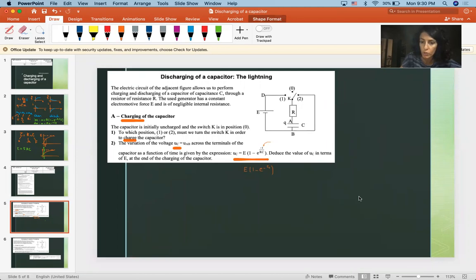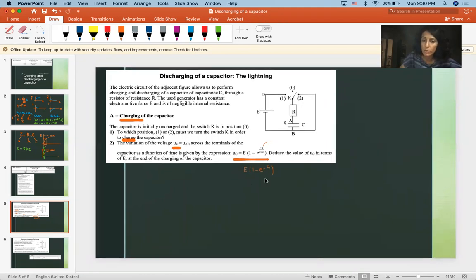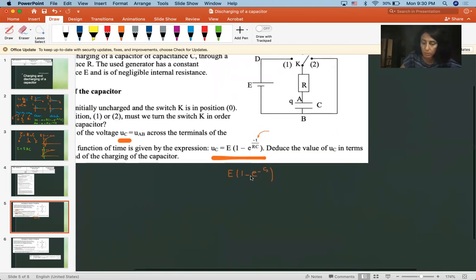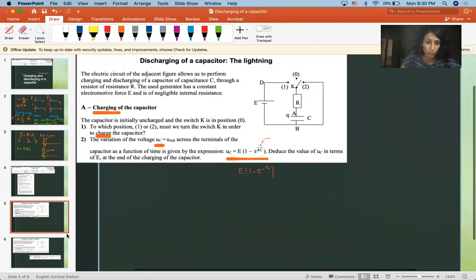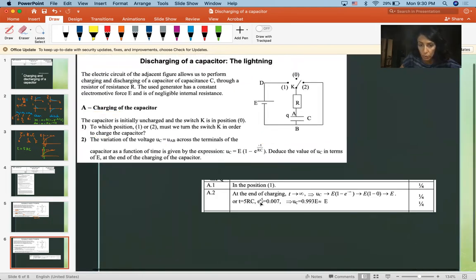It's a simple function on your calculator. Just learn how to use it. Click E on the calculator to the power minus 5, and it's going to be a value. If you want to look at the solution, they say position 1. You can check the key later, I mean the grades.